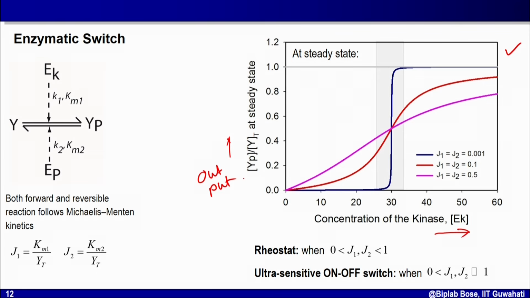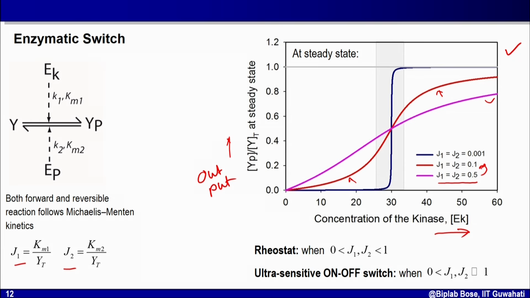So then you can draw different sigmoidal type curves based on values of J1 and J2. Let us look one by one. When J1 and J2 are both equal to 0.5, in that case, I get this pink curve. Slow, very shallow sigmoid. If I make J1 and J2 slightly smaller, from 0.5 to 0.1, then I get this red curve, which is quite sigmoidal.